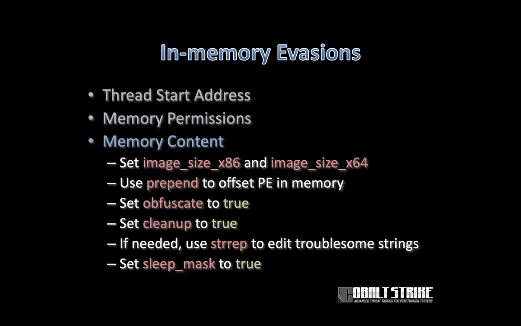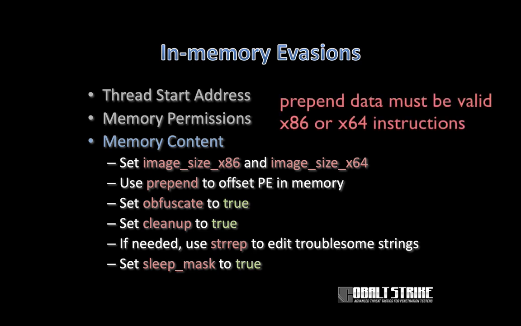What about memory content? Here is my advice to change up Beacon's memory content. Consider setting the image size x86 and image size x64 values. These will change the size of image header, which will influence how much memory Beacon requests for itself. I have heard some people say that the fixed size of Beacon in memory is an indicator. Consider using prepend to offset your Beacon payload from that natural boundary, which is the beginning of a page or even the beginning of a region of memory.